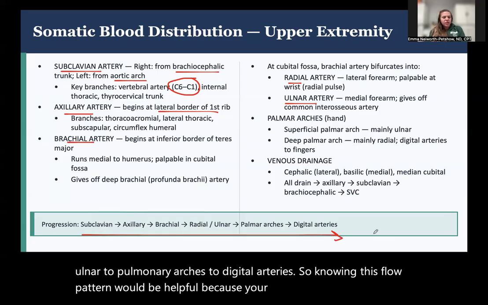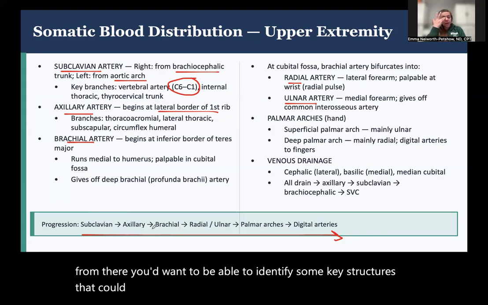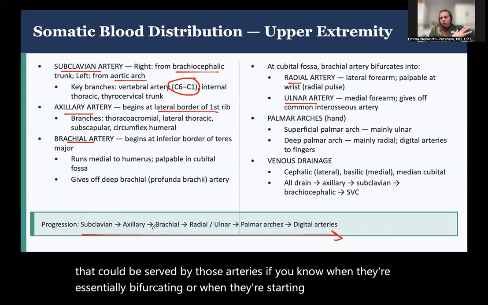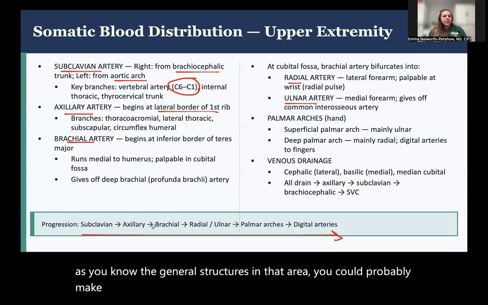And then from there, you'd want to be able to identify some key structures that could be served by those arteries. If you know when they're essentially bifurcating or when they're starting or stopping, as long as you know the general structures in that area, you could probably make some assumptions that would likely be right about blood supply to major areas or major tissues.